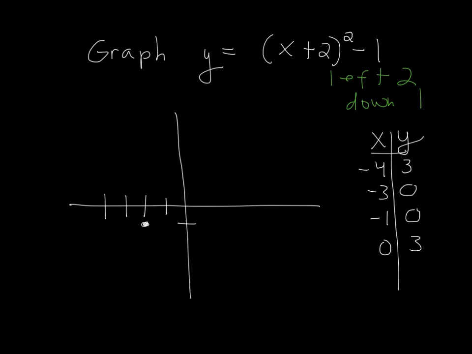And we have -4, 3, which would be this point right here. We have -3, 0, which would be here. And then we have -1, 0, and then we have 0, 3.